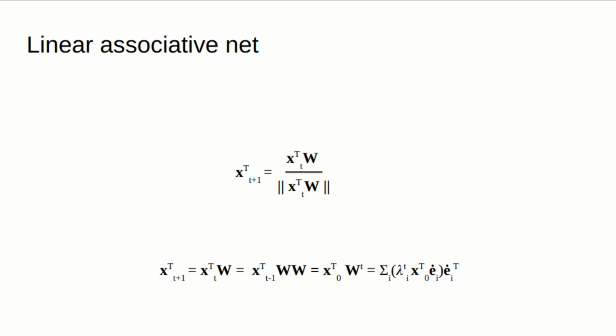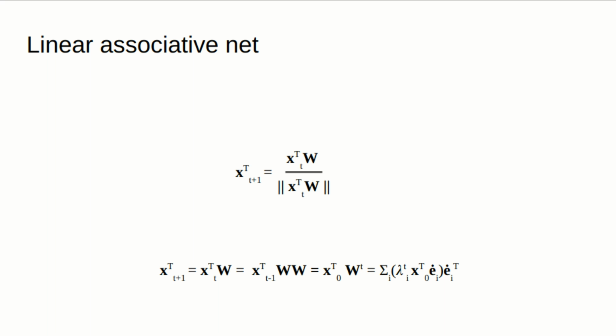In the simplest case, we have a linear update function. The next state is simply the unit normalized vector matrix multiplication of the current state vector and weight matrix. In the limit, the linear associative net always settles to a single vector, which corresponds to the dimension capturing maximum variance in the encoded traces, or the dominant eigenvector.